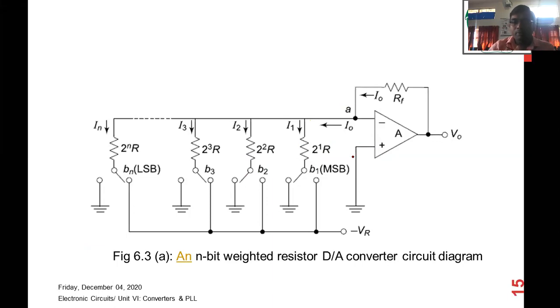this is the inverting configuration where the non-inverting terminal is grounded, and in the inverting terminal there is a feedback resistor RF, and on the left hand side of this we have used the voltage divider networks for each and every bit. So first of all we have shown B1, that is MSB, and in this way we go to the nth bit, that is LSB here. Here the same phenomenon we have used: 2 raised to power 1 R, 2 raised to power 2 R, up to 2 raised to power n R.